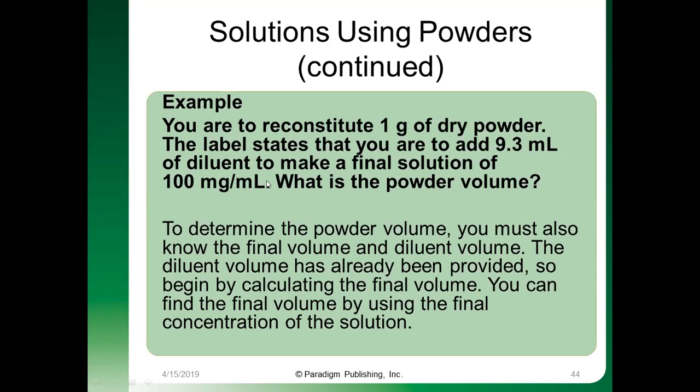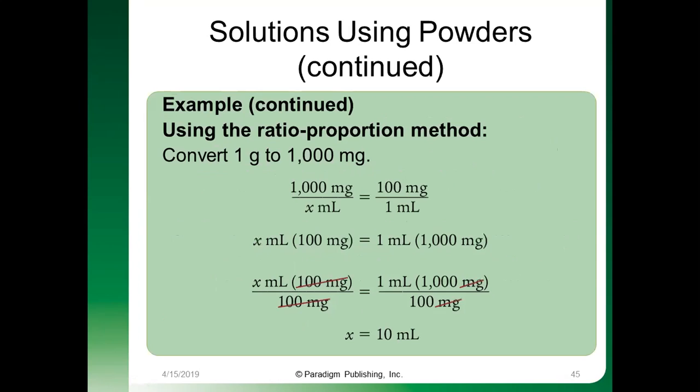So that's where we're going to be using our concentration of 100 milligrams per mL to find out that final volume. So here, let's read this part. It says, to determine the powder volume, you must also know the final volume and the diluent volume. The diluent volume has already been provided. So begin by calculating the final volume. You can find the final volume using that final concentration of solution. So let's set up our ratios and proportions.